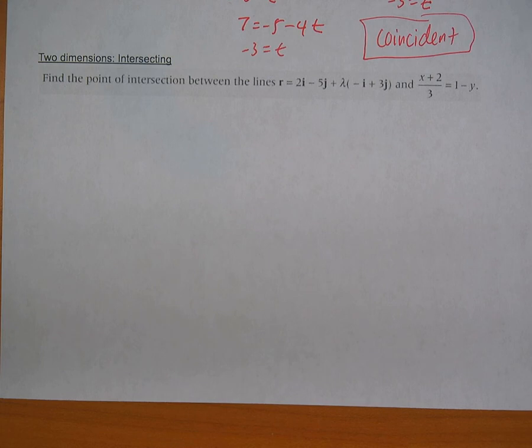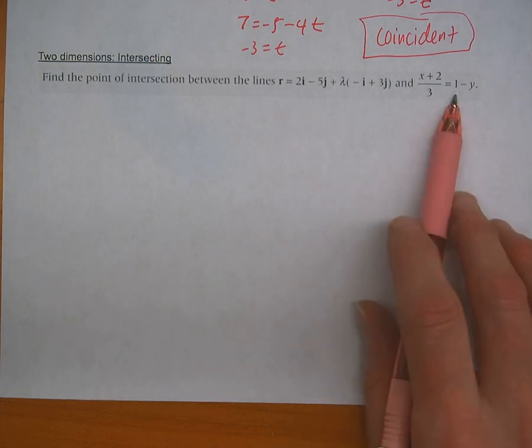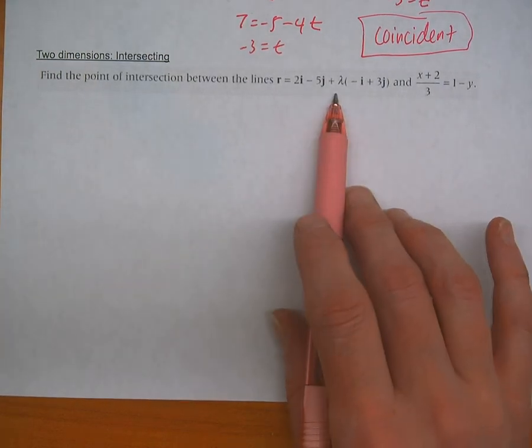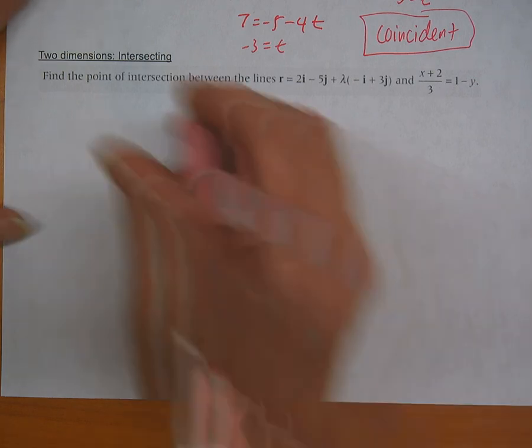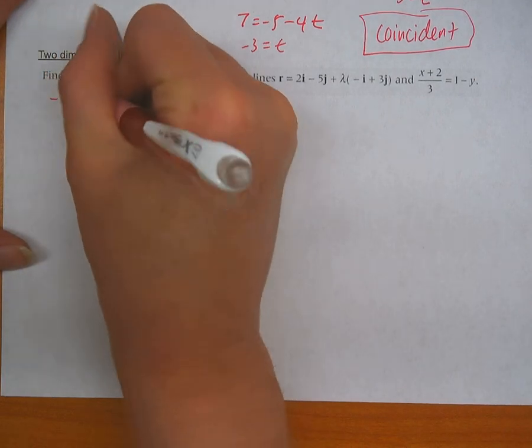So you can do it the old-fashioned way. You could get y alone here. You could turn this into Cartesian form and get y alone, and then set them equal. That will totally work. But we're going to do this using kind of like a vector approach.